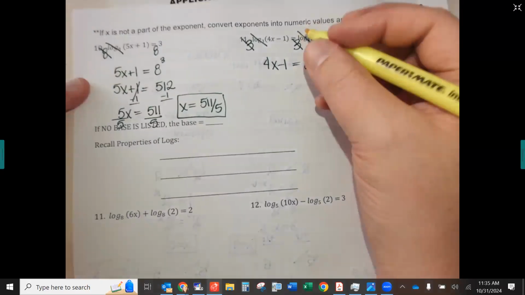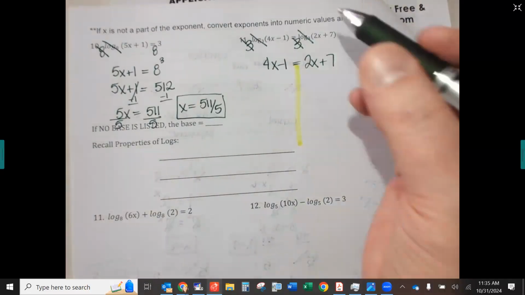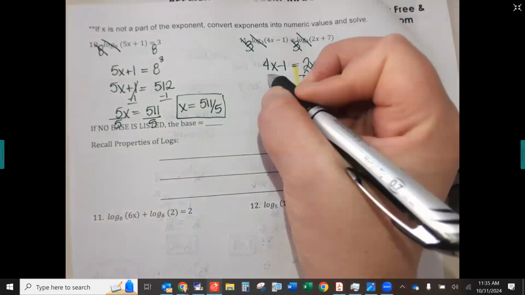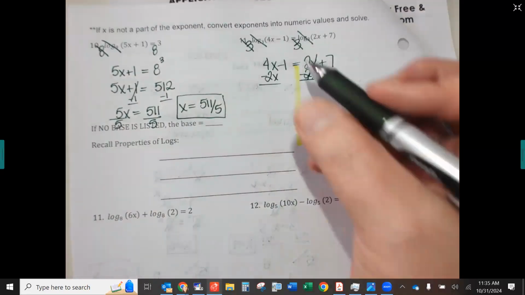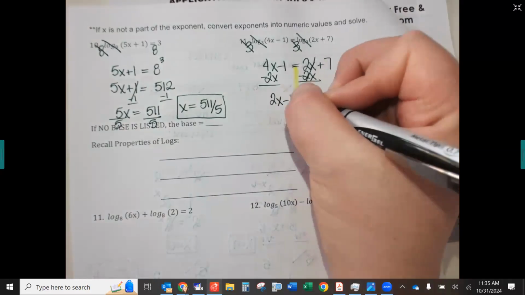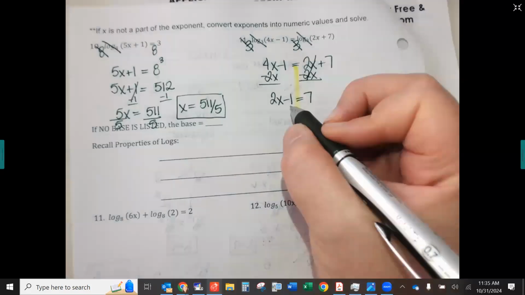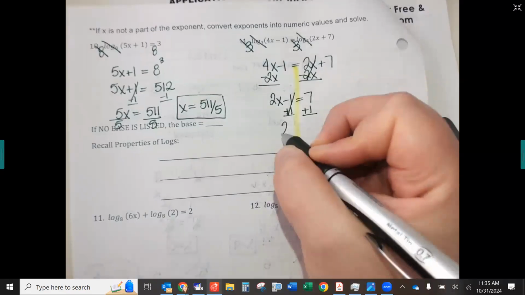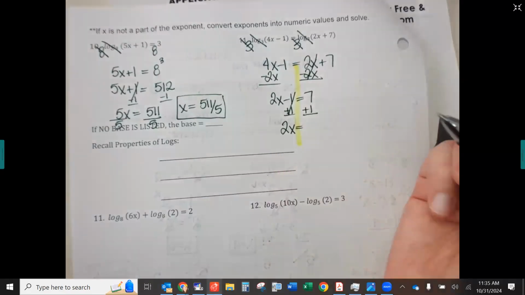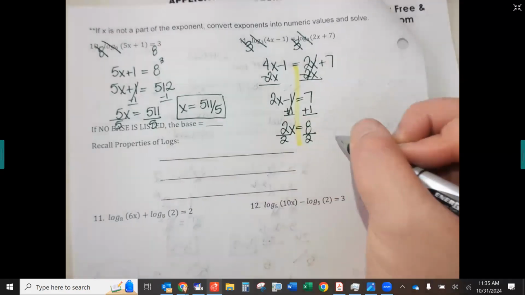Okay, the 2x is fine. So I'm gonna draw my, I don't know if y'all did the railroad tracks thing. But I'm gonna minus my 2x across. 4x take away 2x is gonna be 2x minus 1 equals 7. What would my next step be? Okay, very good. Plus the 1 across. 7 plus 1 is gonna give me 2x equals 8, and then divide the 2 across. x equals 4. Very good.